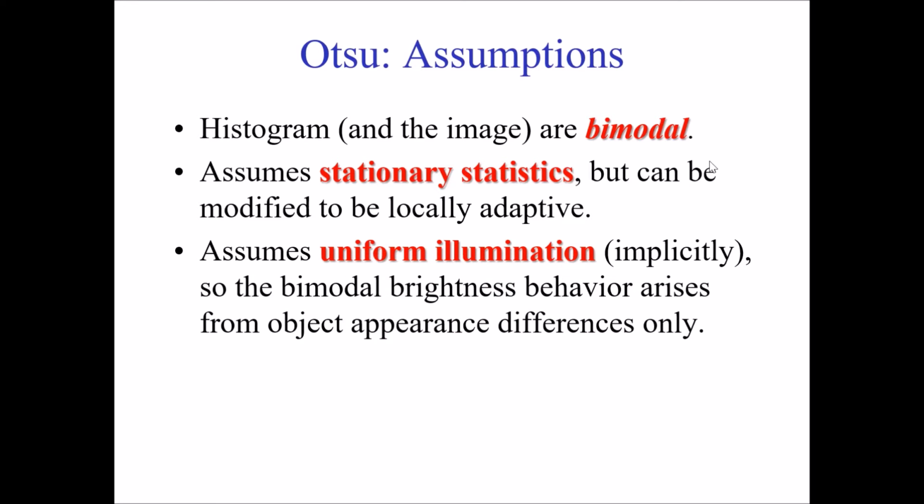So the third thing, which is the most important, is that Otsu also only works if the illumination is uniformly distributed in the image. This is very important because for the global threshold, the illumination inside of the image must be uniform. If this is not the case, then you need to opt for other methods in order to find the optimal threshold that can separate the foreground properly.